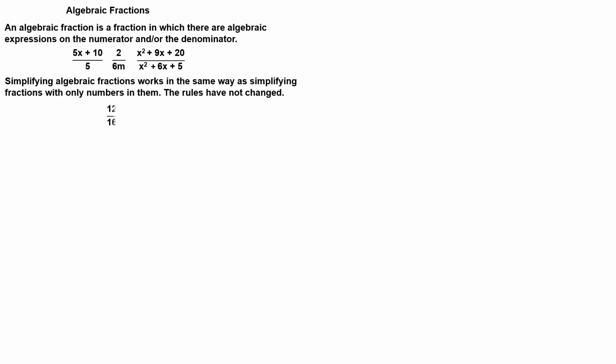For example, to simplify the fraction 12 over 16, look for a common factor between 12 and 16. 12 is 4 times 3, and 16 is 4 times 4. Both the numerator and denominator share a factor. The common factor is 4. We cancel the common factor in the numerator and denominator.